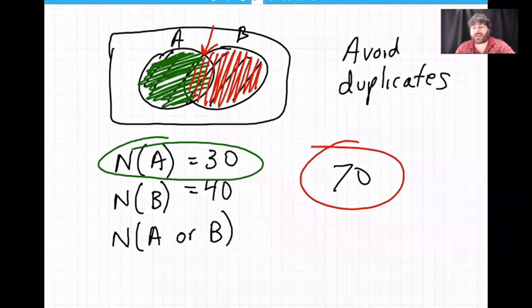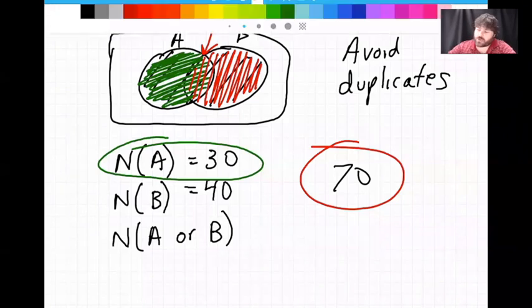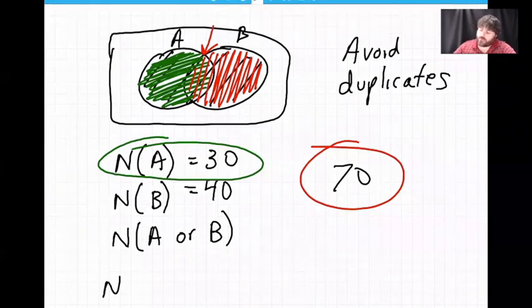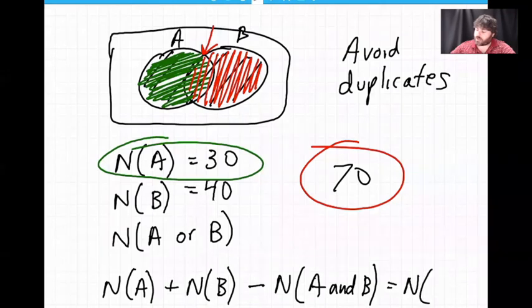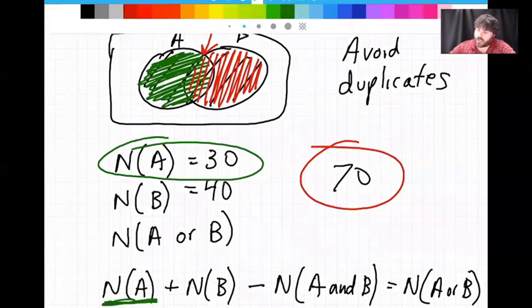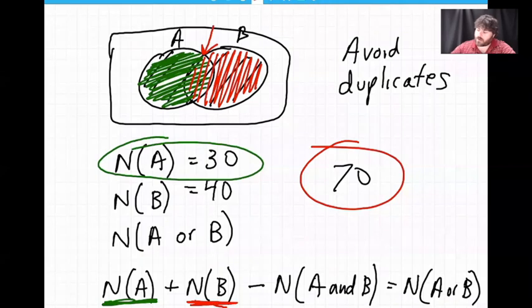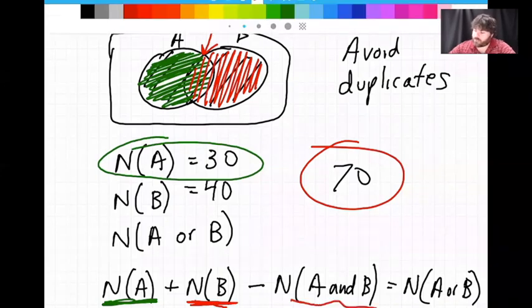So what I want to do is subtract away that middle section. So what you end up doing is building this formula. Okay, the number of people that liked A plus the number of people that liked B minus the number of people that liked both. So that's A and B. That is going to be the actual number of people that liked A or B. Okay, and again, by that picture, basically what we're saying is the green section plus the red section minus the part that had green and red will equal the total. Okay, so this is what you use to avoid duplicates.